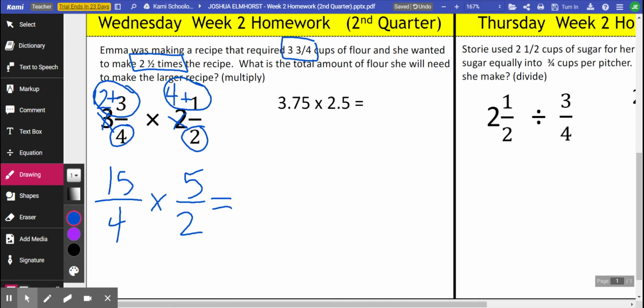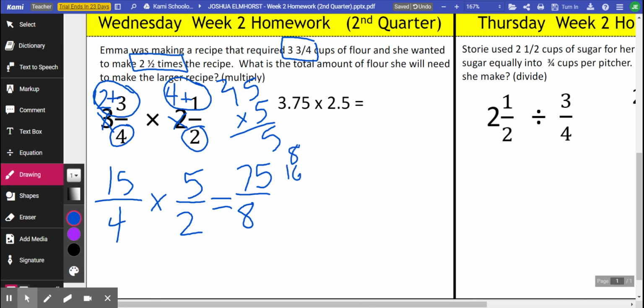So now that we regrouped our fractions, we can work with them here. So 4 times 2 is 8. And then 15 times 5. Let's check it. 5 times 5 is 25. 5 times 1 is 5 plus 2. So that's going to be 75. 75 eighths. So we need to figure out how many eighths can we get out of 75.